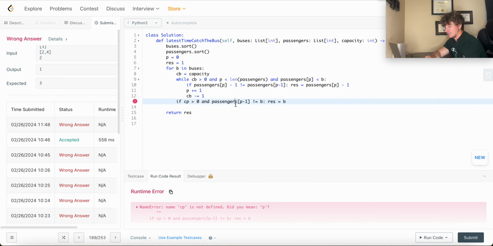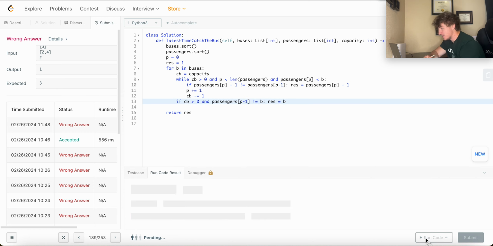And P minus 1 is the last person that I process. CP, why do I keep putting CP? CB, capacity of the bus. Not capacity, CP capacity. All right.